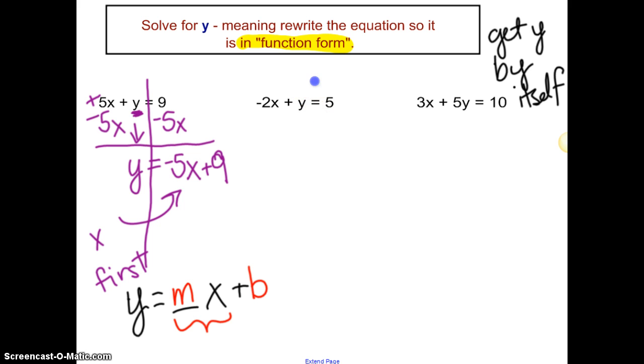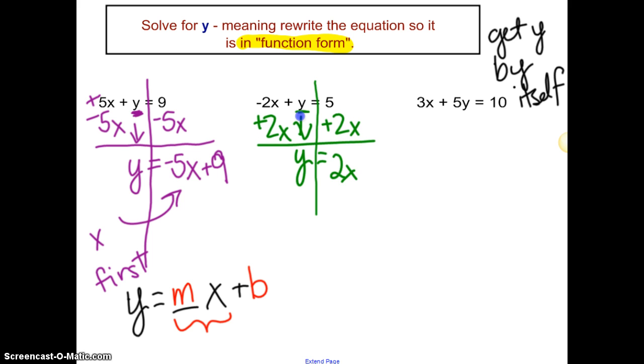All right, so I'm going to keep going. You choose if you want to pause it or not. All right, I want the y by itself. So how do I undo this? Plus 2x, plus 2x, and drop that down. So y equals 2x plus 5.